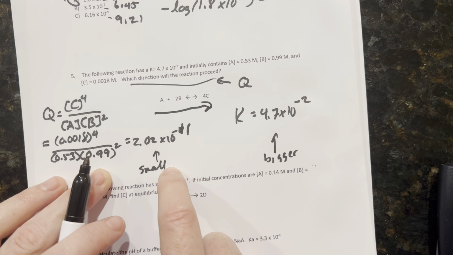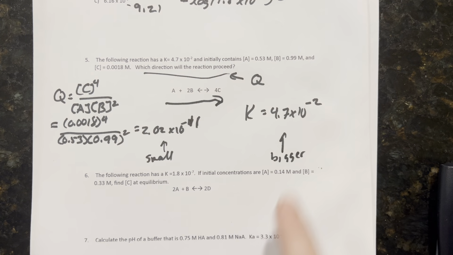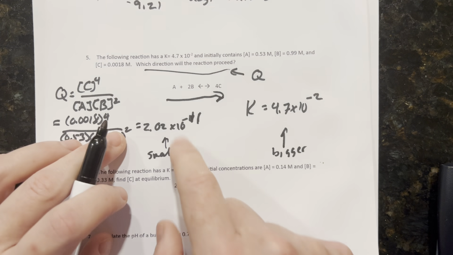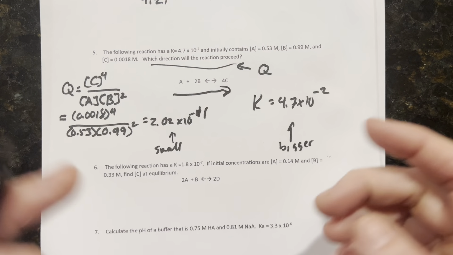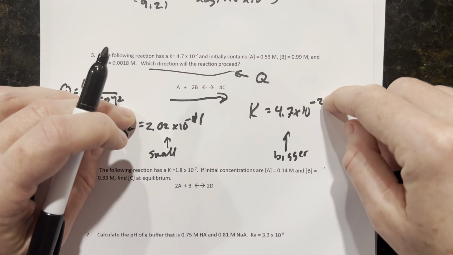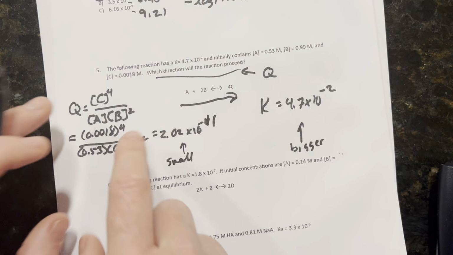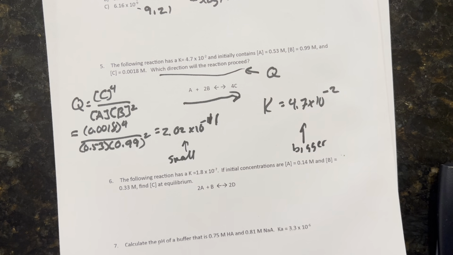It's not cooked all the way. It's the oven's just barely preheating. We got to cook it till we get here. Now, if this number happened to be bigger than this one, then we know it has to proceed in the opposite direction. And if they're equivalent, then we know that it's at equilibrium. So if we had calculated Q and found it was this number, it had to have been at equilibrium.